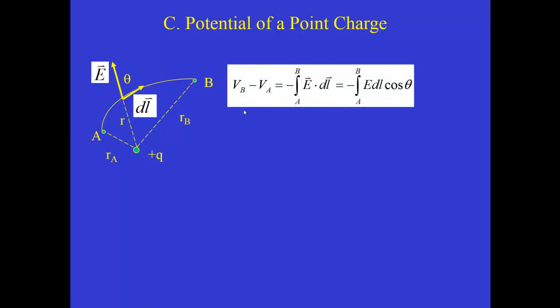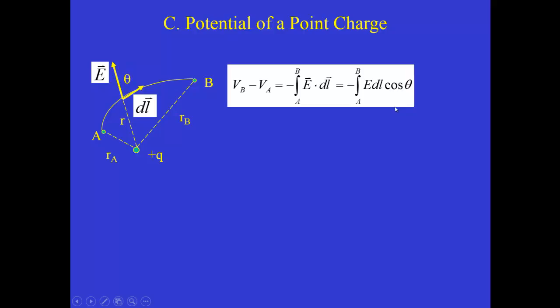So how do we set it up? First of all, we pick a displacement vector at some general point along the path from A to B, call that dl, and then we draw in the field line. If the point charge plus q is here, along a line that comes from that, the field points away, because this is a positive charge. So E and dl have an angle theta between them, and so E dot dl will simply be E times dl times the cosine of theta.